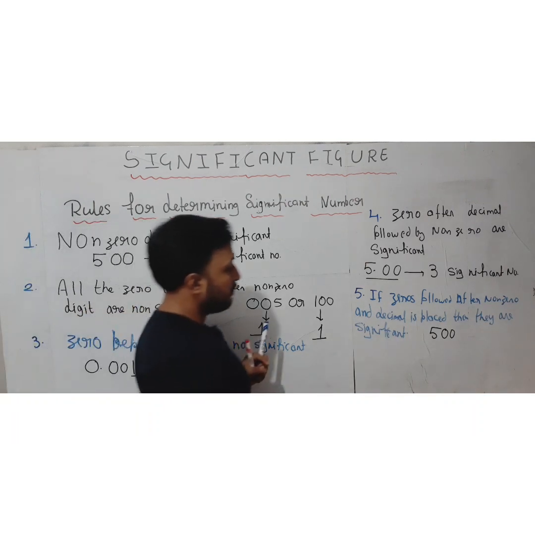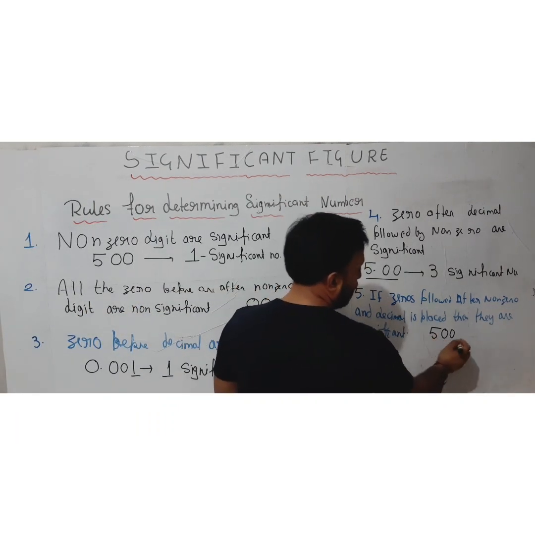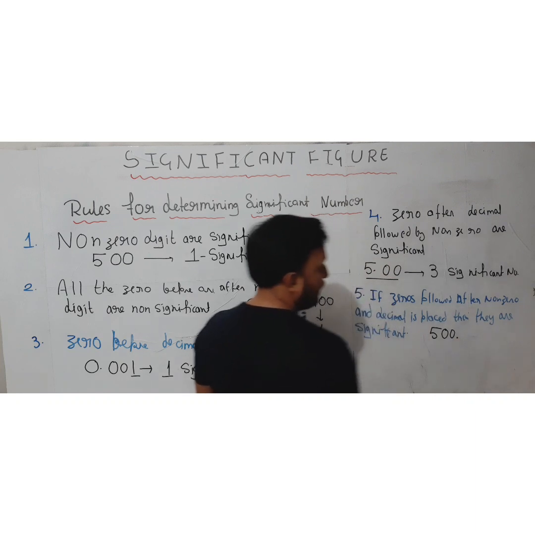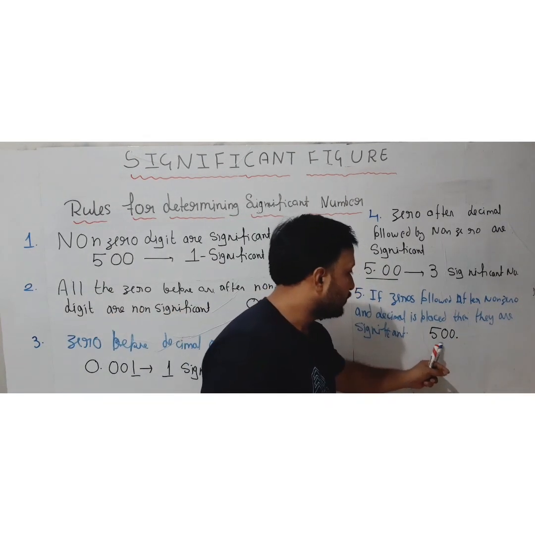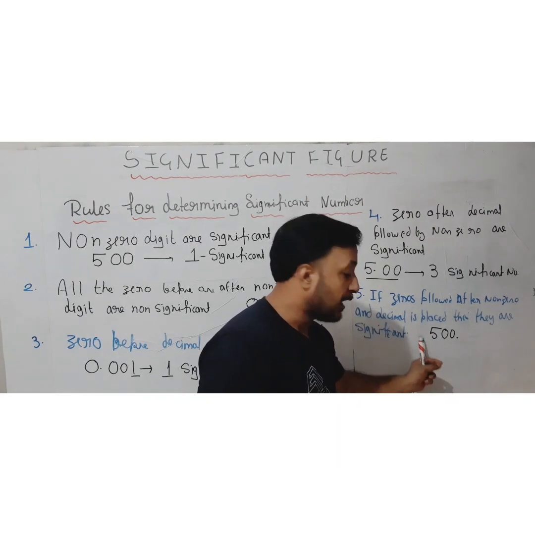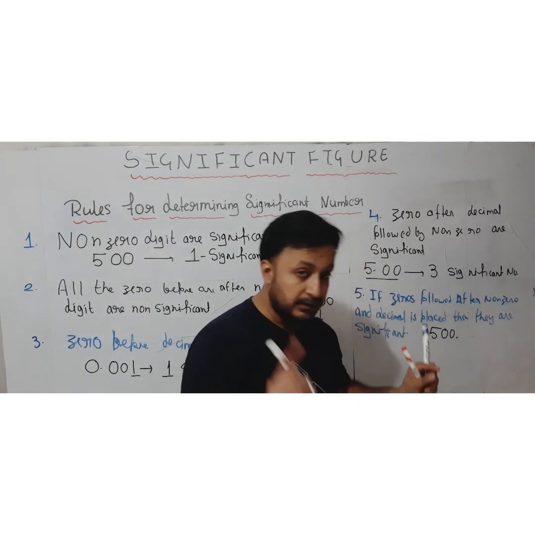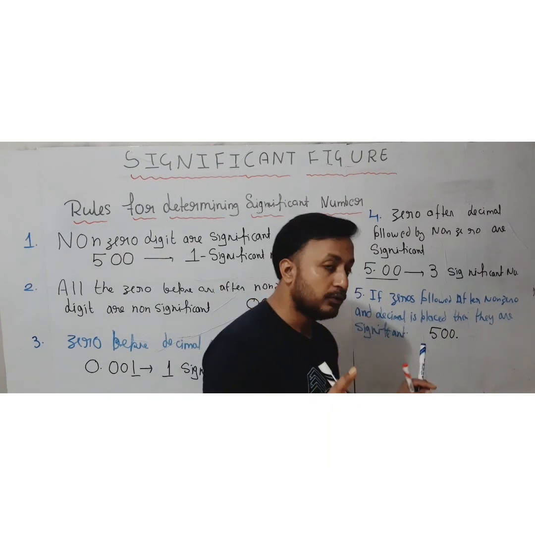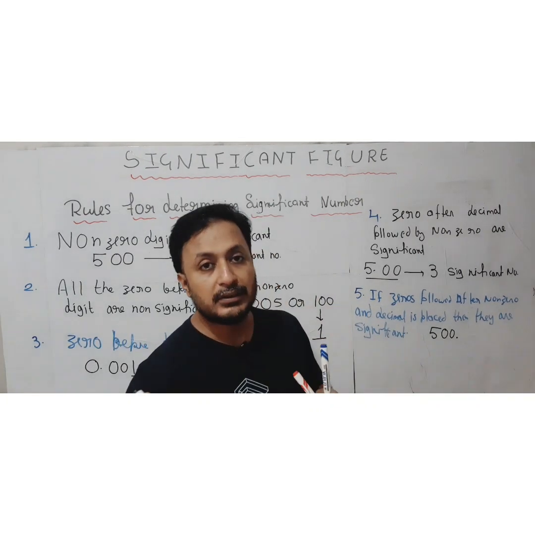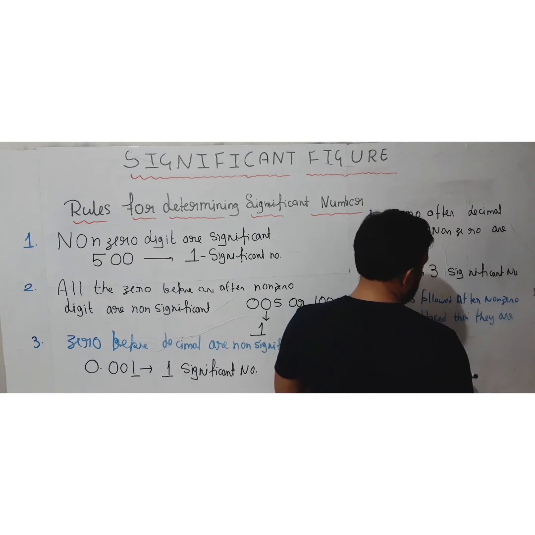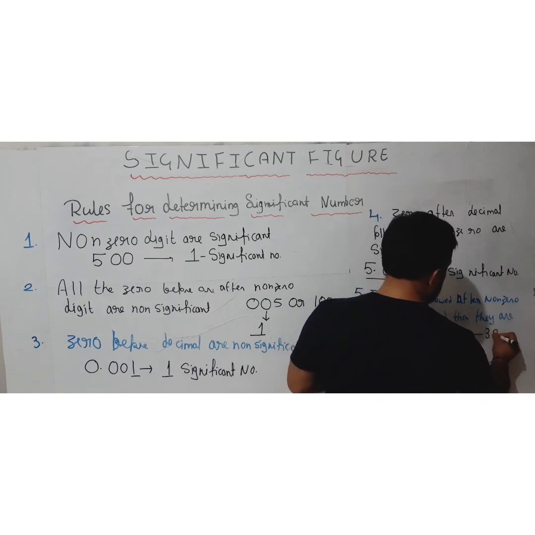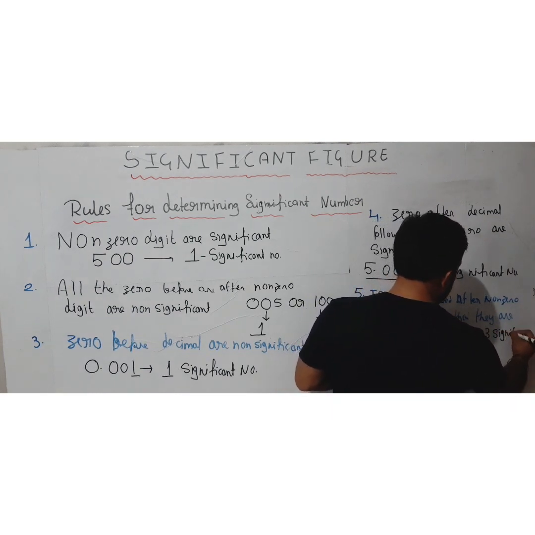Okay, but if I am writing the same value but after the 0 there is a decimal, then all the zeros which are present before the decimal, as they are followed after the non-zero digit, that is the condition, they should be followed after the non-zero digit, then they can be considered as significant. So here 3 significant number is going to be there.